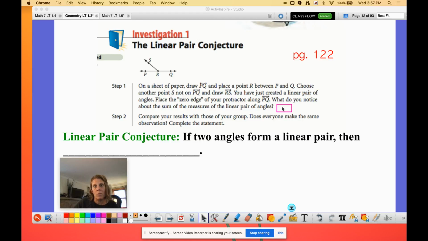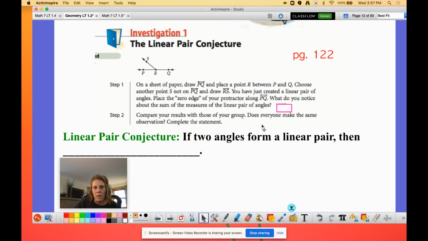So there's a space right here for what you notice. We don't have a group because we're doing this asynchronously today, so that's something that we could share out in class. So do that, pause the video, and then come back to complete the linear pair conjecture. You should have this done on your paper, a linear pair, something similar to this or similar to what we had up there.